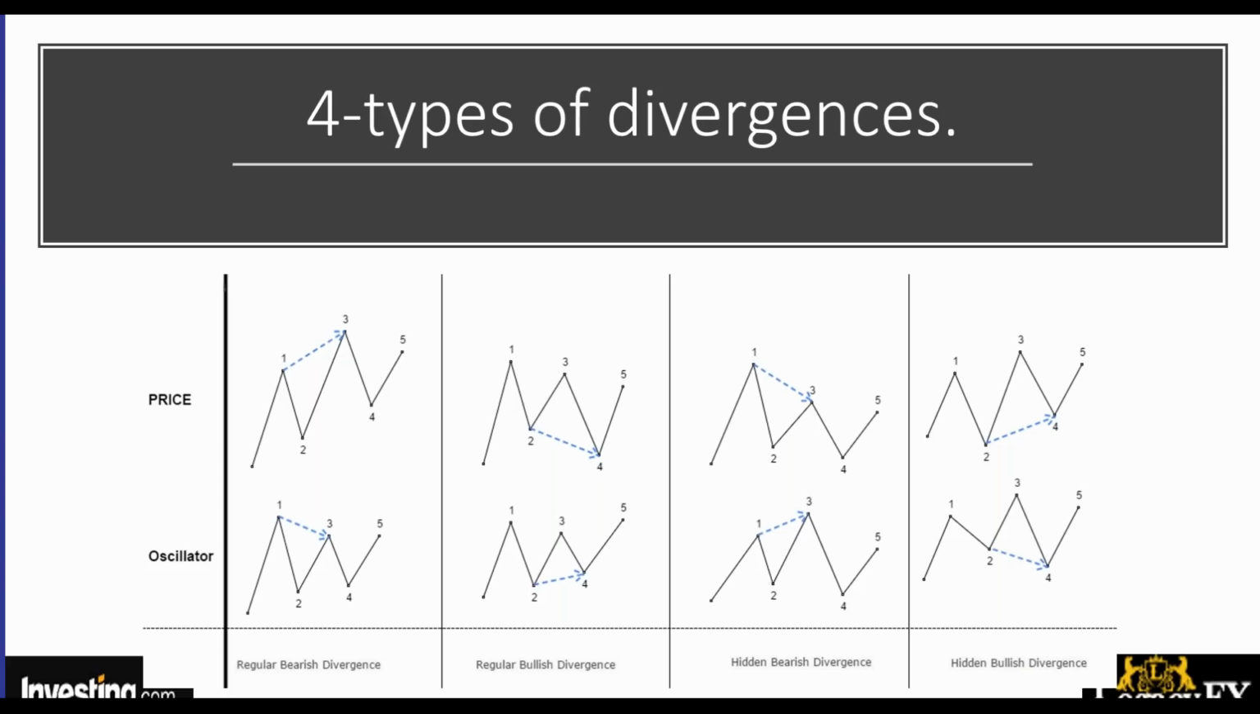Now, if you notice on the chart you see in front of you, we've based it on the 5 waves of price movement in a trend.